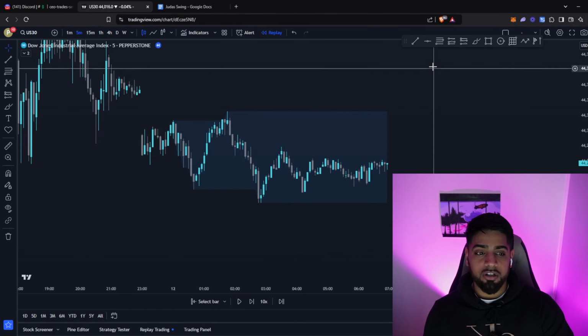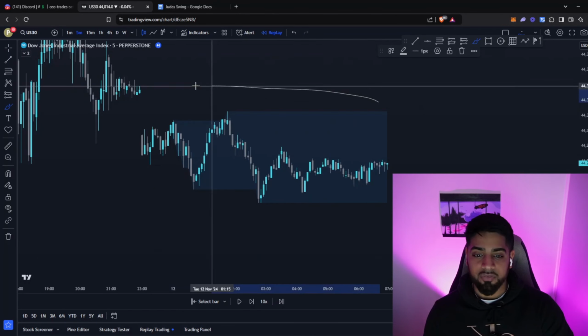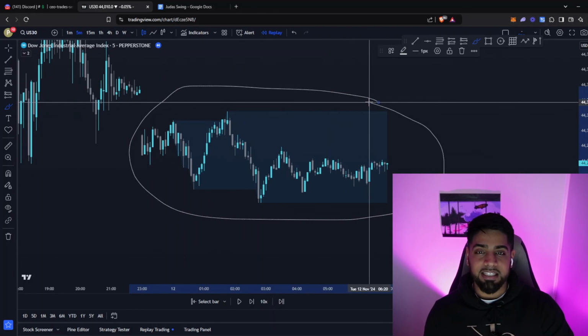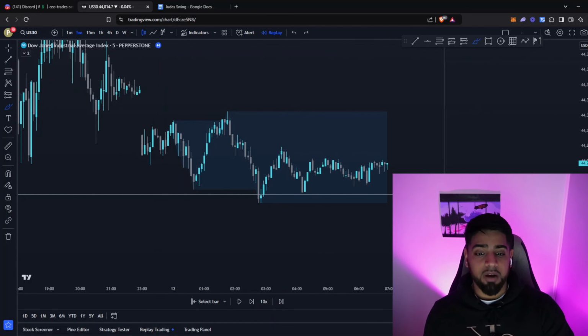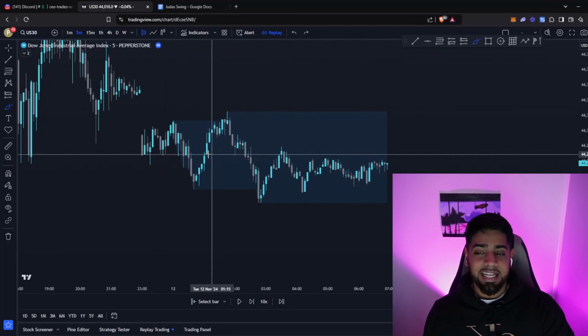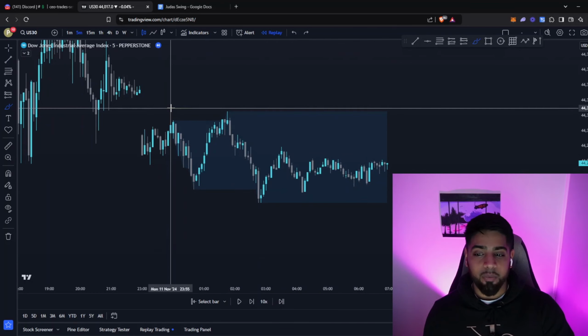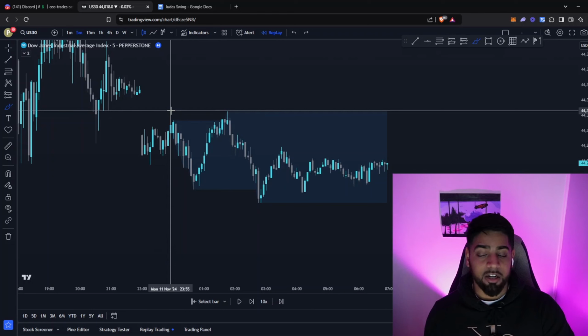Now, coming onto our charts, we can see that the Asia session range is highlighted by this neat blue box. Now, I use an indicator called the Asia session range by Rob Minty. And the reason I use an indicator is because it just makes it a little bit easier, where I don't have to identify the highs and the lows myself.